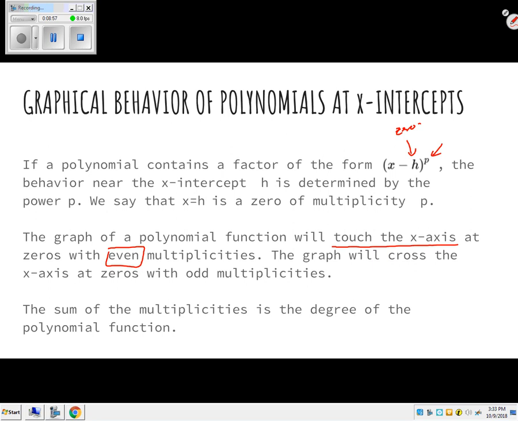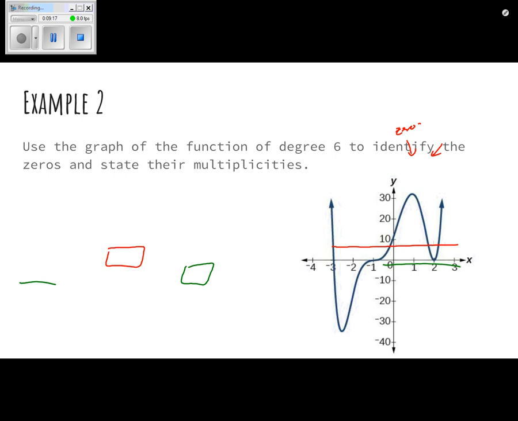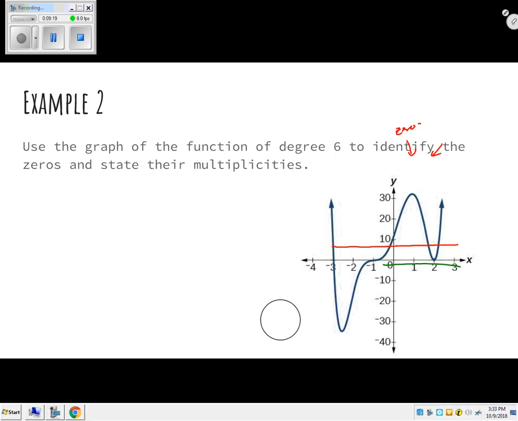I like what one of my juniors said today. He said it bounces off of the x-axis. I like the way that sounds, because it's exactly what it looks like it does. If the multiplicity is odd, then we are going to cross the x-axis. We're going to cross the street, cross the axis. Okay? And so last part of your homework tonight, I'm going to give you some graphs. And I want you to talk to me about the multiplicities.